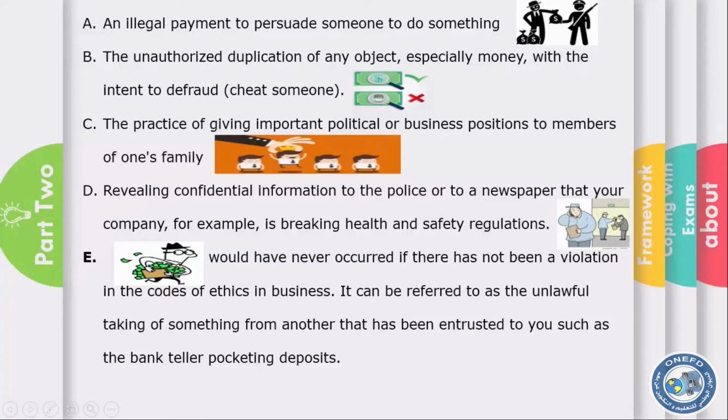So, sentence E, we have a picture. We started with the picture, meaning we should start with the word that corresponds to this picture. It would never have occurred if there had not been a violation of the codes of ethics in business. It can be referred to as the unlawful taking of something from another that has been entrusted to you, such as the bank teller pocketing deposits. So which word corresponds to the picture and the definition?